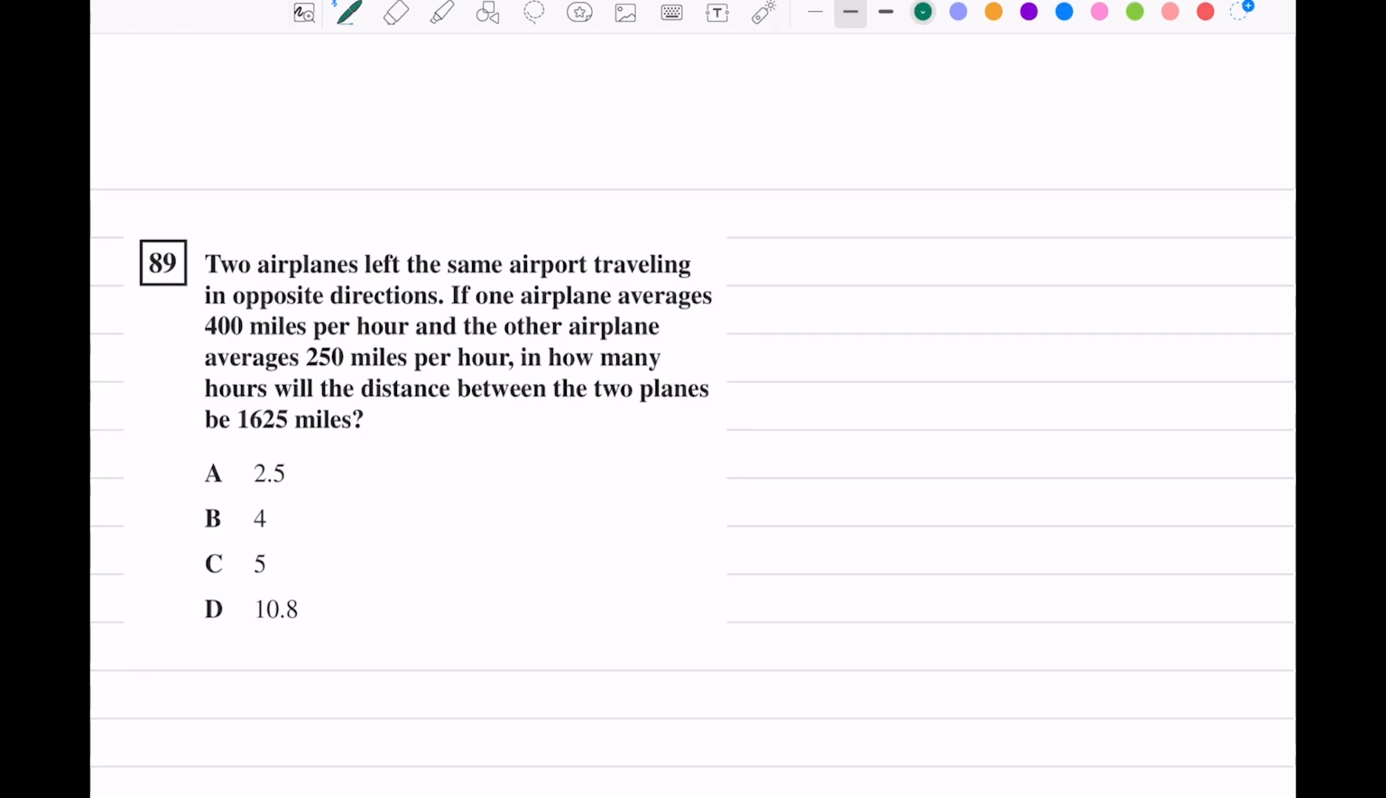Two airplanes left the same airport traveling in opposite directions. If one airplane averages 400 miles per hour and the other airplane averages 250 miles per hour, in how many hours will the distance between the two planes be 1,625 miles?